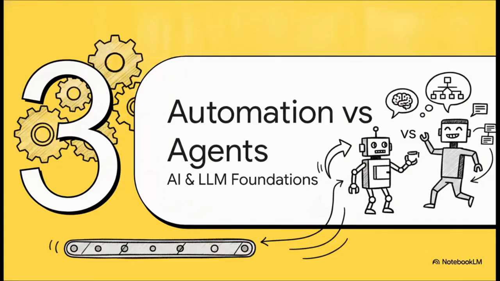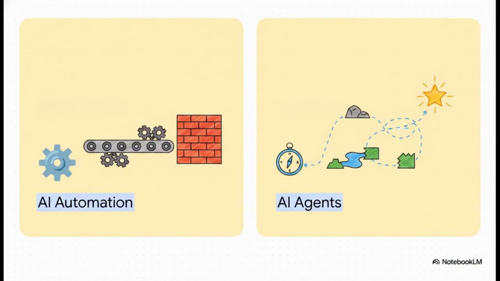Next up, Section 3, Automation versus Agents. Now, here's a trap a lot of developers fall into. They think a scheduled, automated script is an agent. Well, not quite. Let's contrast these two. Traditional AI automation is basically a rigid set of rules. You know the drill. If X happens, then do Y. It's highly structured, super predictable, and frankly, fantastic for repetitive tasks. But if X looks even a little bit different today than it did yesterday, the whole thing breaks down.